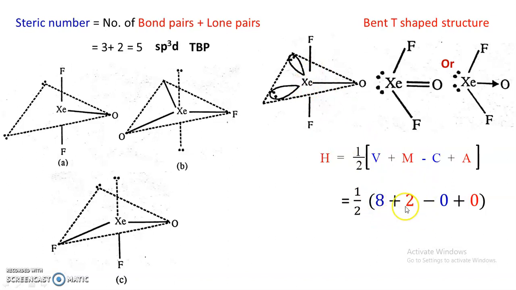Number of monovalent atoms attached to xenon, it is equal to 2. Actually fluorine, 2 fluorine atoms, these are the monovalent. Oxygen is divalent, and therefore M is equal to 2. Now number of positive charge is 0, number of negative charge is 0. So half into bracket 8 plus 2, 8 plus 2, it is 10. So 10 by 2 equal to 5.